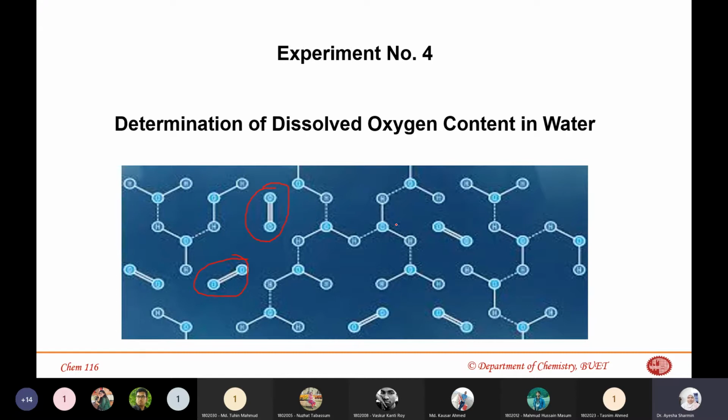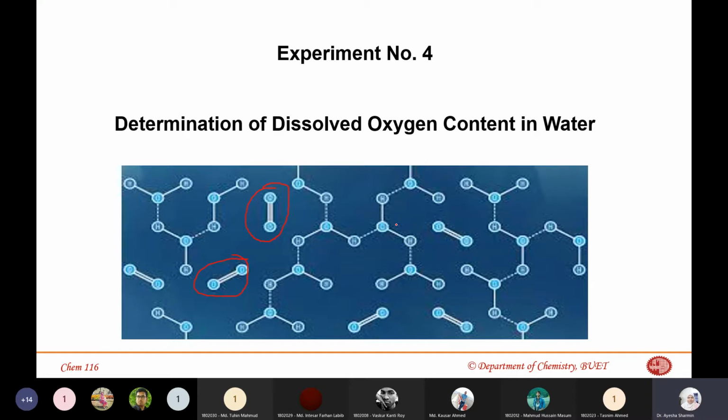Parts per million, can anyone tell me what parts per million is? We have talked about that in the last class also. Milligram per liter. That means it's such a small milligram amount per liter. Okay, so you can see it's such a small amount.